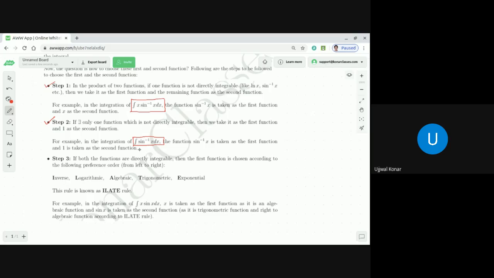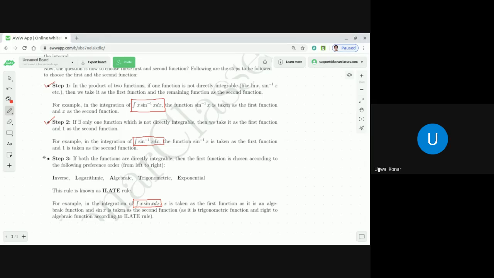Now the point is that if both the functions are directly integrable, then what to do? Like a function x into sine x. Here x is also directly integrable and sine x also directly integrable. You know what is the integration of x? It is x square by 2. You know what is the integration of sine x? It is minus cos x. So both the functions are directly integrable. Then what to do? Then there is a rule. What happened to our case? Integration of x into e power x dx.